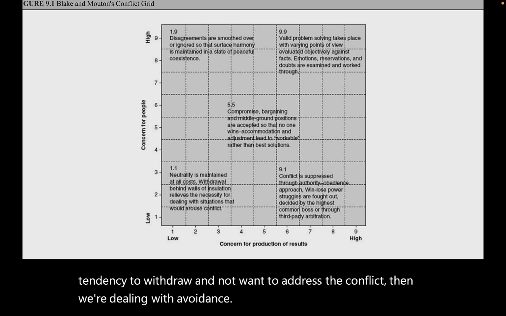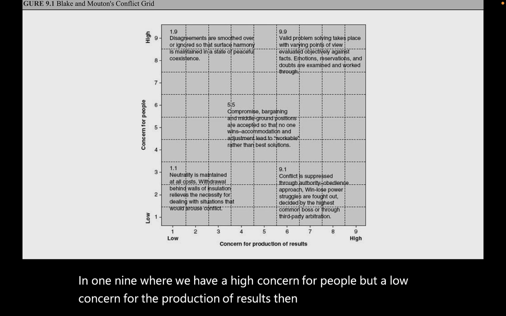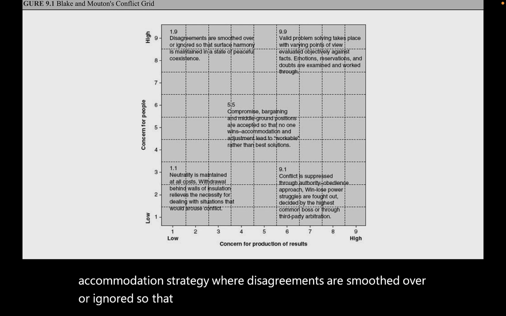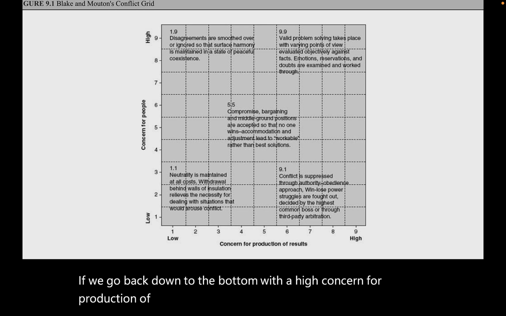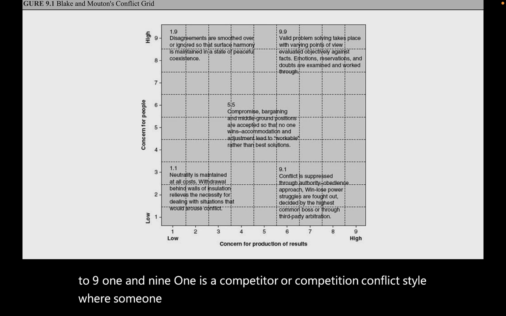In 1-9, where we have a high concern for people but a low concern for the production of results, then we have more of an accommodation strategy, where disagreements are smoothed over or ignored so that the surface harmony can be maintained. Now, if we go back down to the bottom with a high concern for production of results and a low concern for people, that brings us to 9-1. And 9-1 is a competitor or competition conflict style, where someone is wielding authority, where the win-lose paradigm wins out.